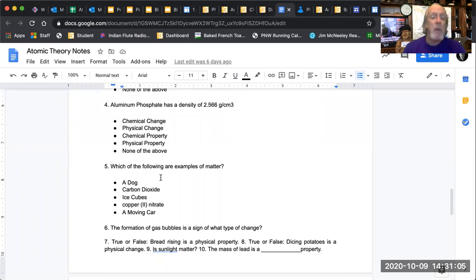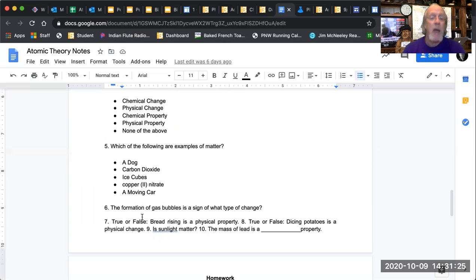Which are examples of matter? A dog, absolutely, has atoms and molecules. Carbon dioxide, yeah, it's also made of matter, carbon and oxygen. Ice cubes, yep, they're made of water, hydrogen and oxygen. Number 4, copper and nitrate. A moving car, all of these are examples of matter.